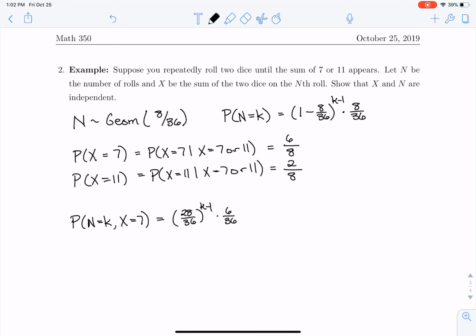Well, what does that equal? Another way to rewrite that is 28 out of 36 to the k minus 1 times 8 out of 36 times 6 out of 8. And you can see that is the probability that n equals k times the probability that x equals 7. So we'll do that again one more time for the probability that n equals k and x equals 11.